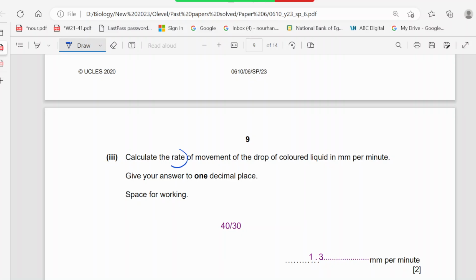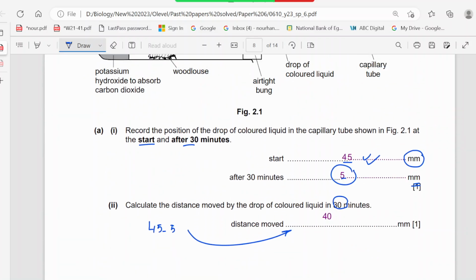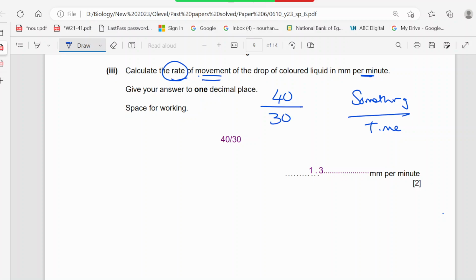Okay, calculate the rate of movement per minute. The rate is something over time. I want the rate of movement of the drop, so I will see the drop moved for what distance? It moved 40 millimeters in how many minutes? In 30 minutes. 40 divided by 30 will give me a number. I should round it to 1 decimal place. It will be 1.3 millimeters per minute.